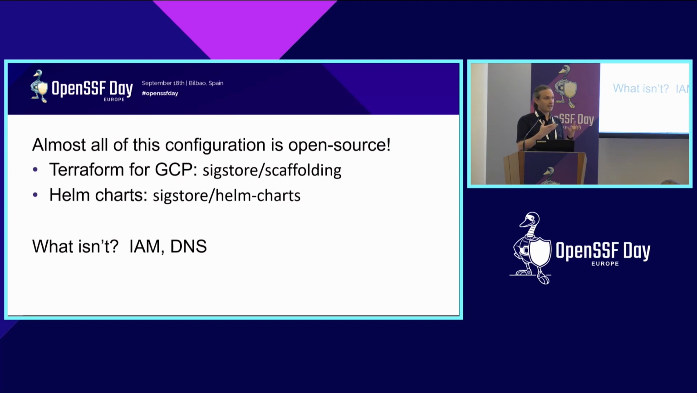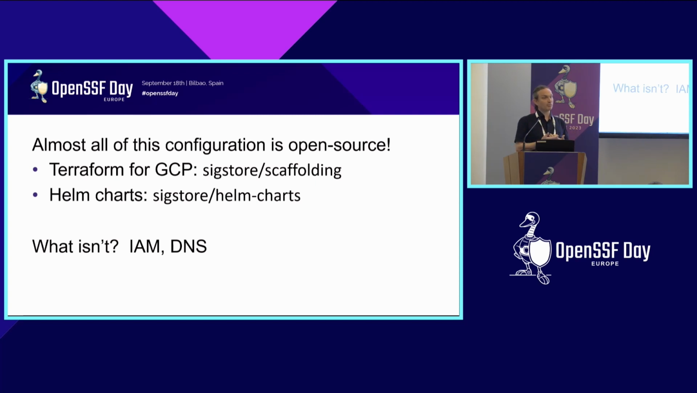And as I was alluding to earlier, most of this is open source. So the Terraform is all in Sigstore scaffolding. So it's GCP specific. If you're thinking, oh great, now I can just take that and run it on AWS, not so fast. If someone wants to build that scaffolding for AWS, that would be awesome, but it's currently very GCP specific. The Helm charts are less GCP specific. They're not completely not GCP specific, but those are more easily moved somewhere else. There's some pieces that at least the Sigstore instance uses, like the Cloud SQL proxy, that are a GCP specificism.